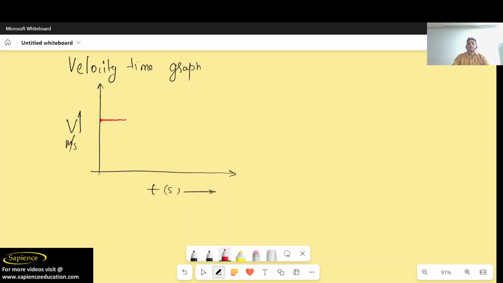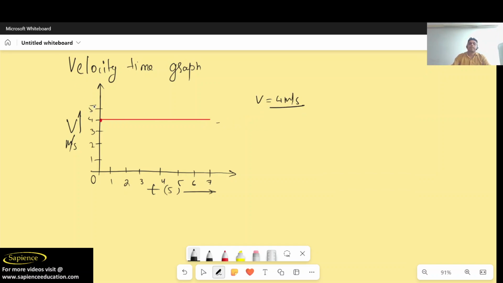Now let us consider a graph like this. Suppose an object's velocity time graph is showing like this. What does this mean? See, for time equal to 0 second, 1 second, 2 second, 3 second, 5 second, 6, 7 second, what is the velocity? See here, it may be 4 meter per second. From the figure you can see that up to 7 second the velocity remains constant, that is 4 meter per second.